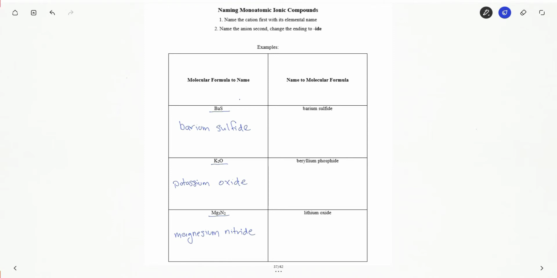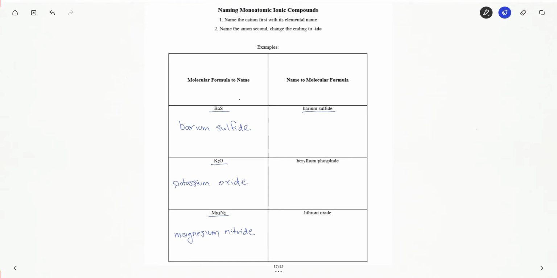Now we are going to reverse this process. In my second column, I have been given the name and I need to give the molecular formula. This is a little trickier. We will have to do some simple math to determine our molecular formula, but I will show you exactly what we need to do. So for my first example, my name is barium sulfide.